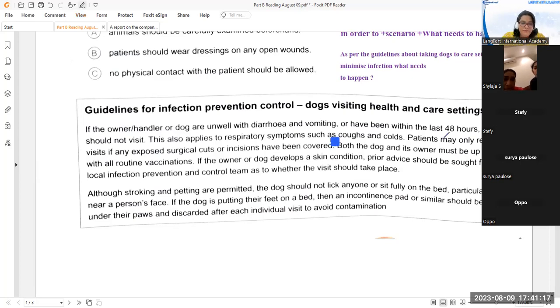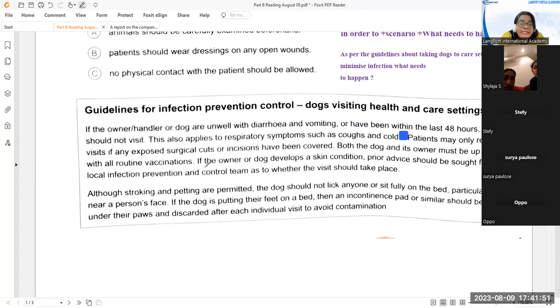Guidelines for infection prevention control, dogs visiting health and care settings. If the owner or handler or dog are unwell with diarrhea and vomiting, or have been within the last 48 hours, they should not visit. This also applies to respiratory symptoms such as cough and cold.